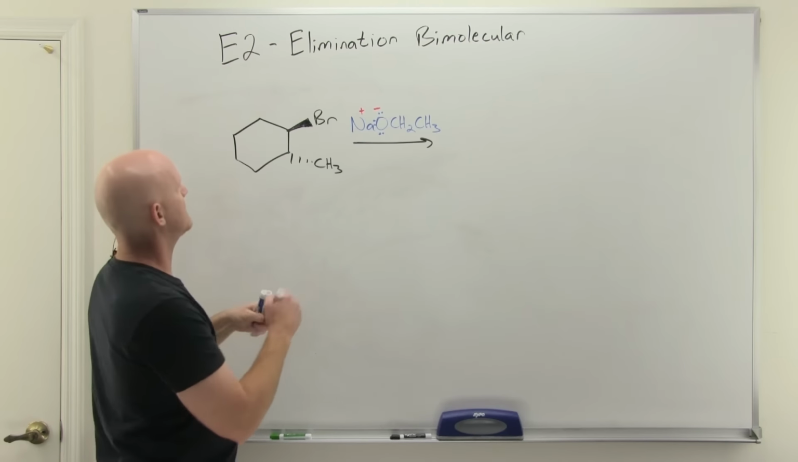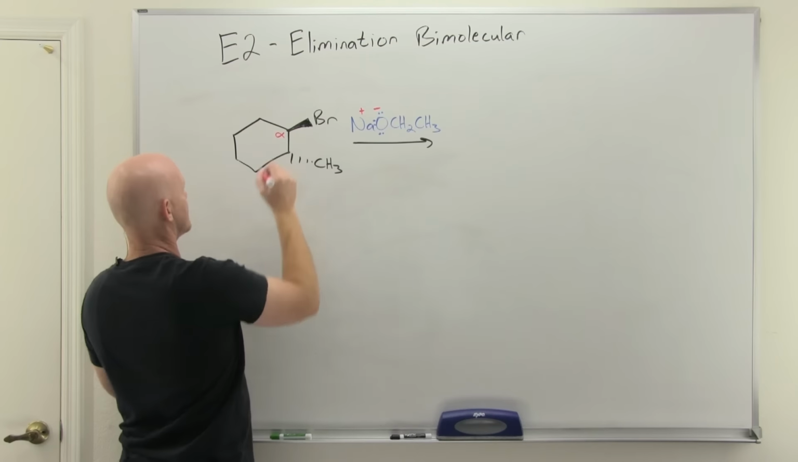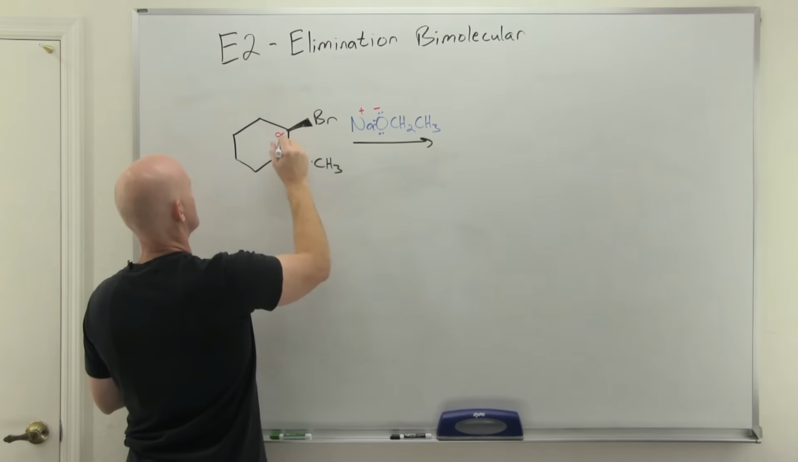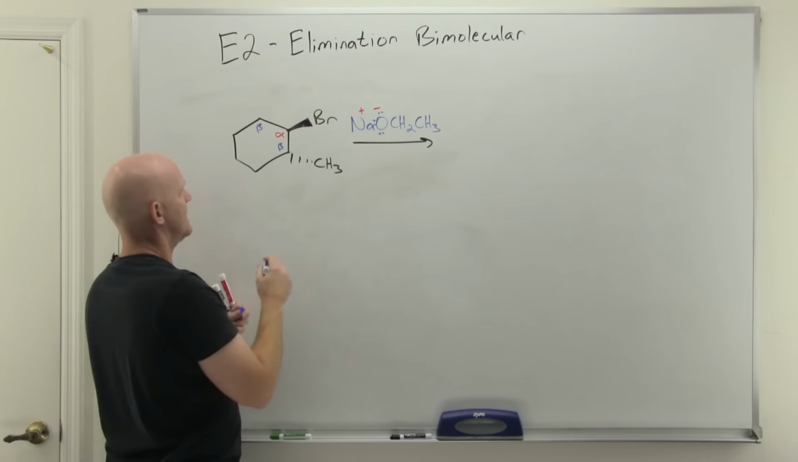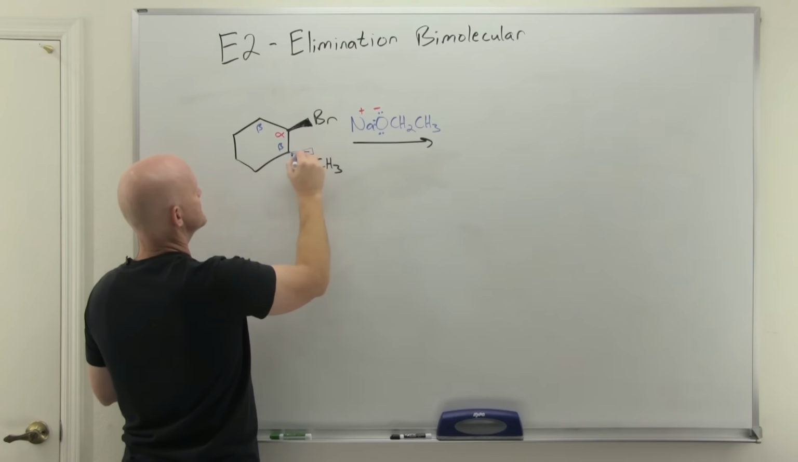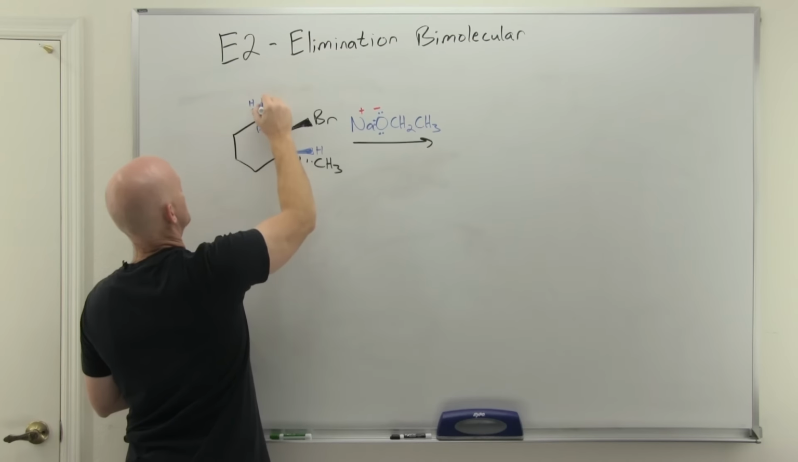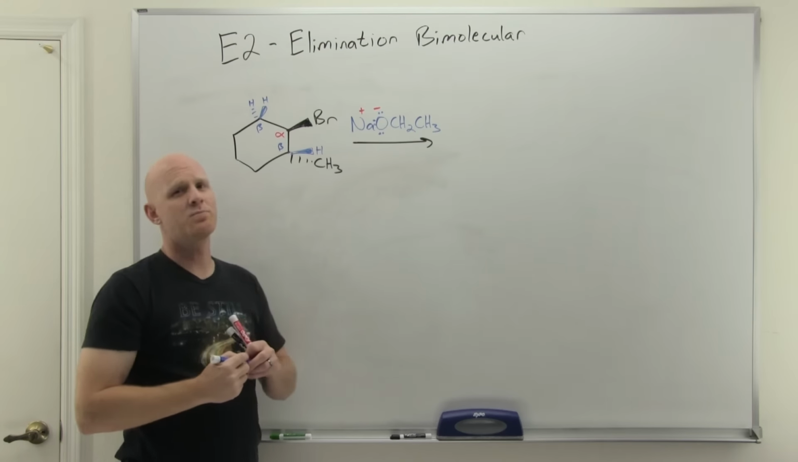And if we look here, our bromine is on the alpha carbon, and in this case, we've got two beta carbons. And if we draw in their relevant hydrogens here, we've got one here, and over on this one, we've got two hydrogens, one a wedge and one a dash. And that's going to be important.